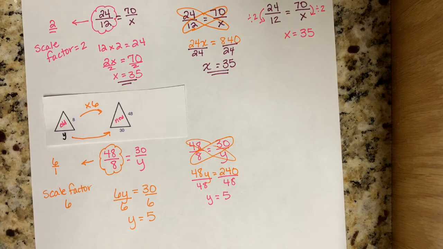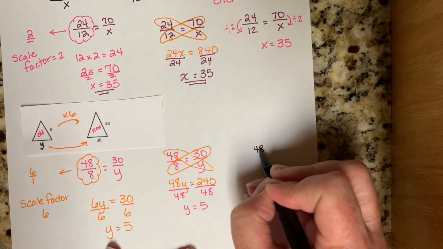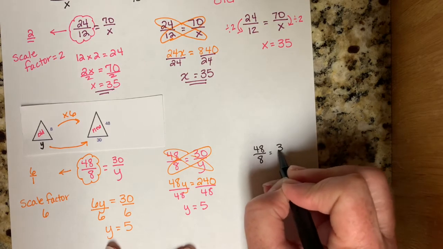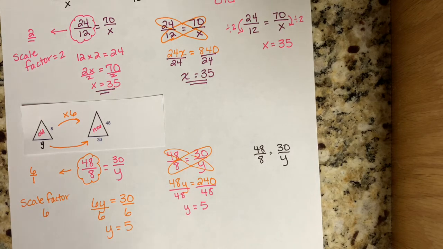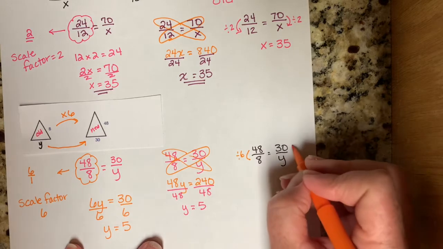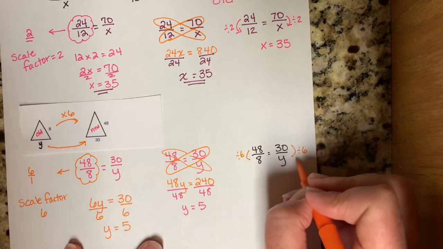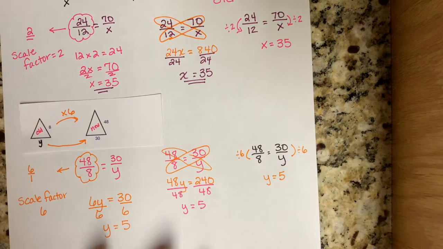Again, for the third way that I showed you, we could take a look at 48 over 8 equals 30 over y. If I notice that 48 divided by 6 is 8, I can do 30 divided by 6 to get my y value. So again, y equals 5.